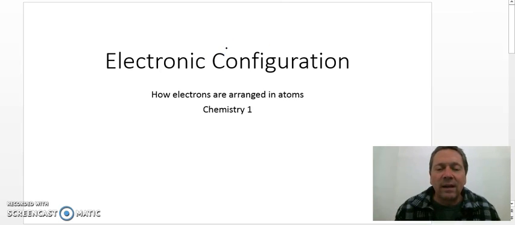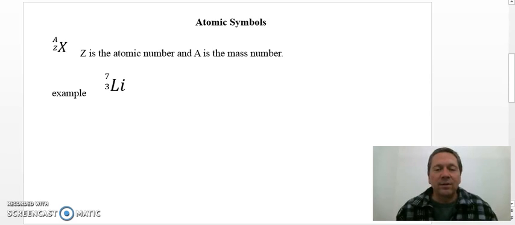Hello everyone. This is my second video on Chemistry 1, and we're looking at electronic configuration. That is how the electrons are arranged in the atoms. Now, just before we get straight into the electrons, I want to have a quick word about atomic symbols.